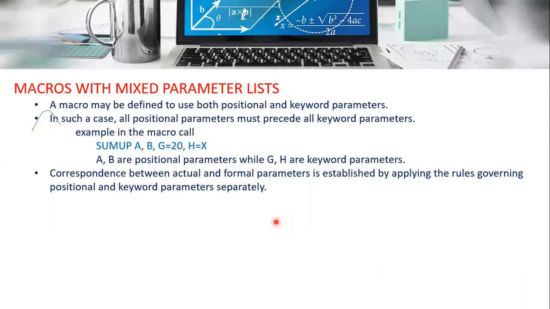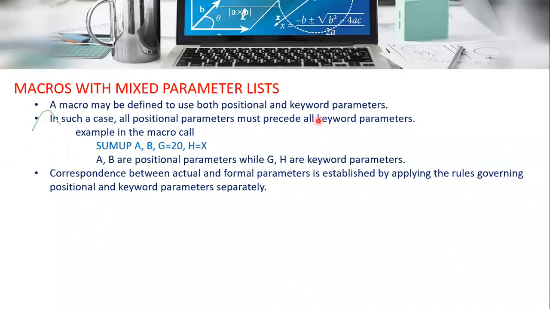In the case of macros with a mixed parameter list, we can pass positional parameters, we can pass keyword parameters, or we can use default parameters in the same macro call definition. That is the mixed parameter list. Here a macro may be defined to use both positional and keyword parameters. In such cases, all positional parameters must precede all keyword parameters. This sequence is most important.